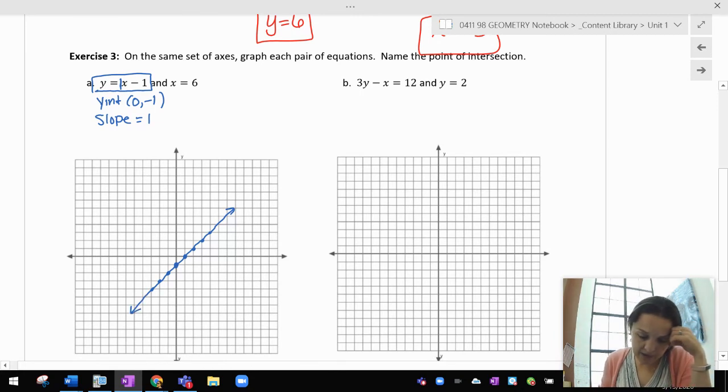And then I have the line x equals 6. So x equals 6, 1, 2, 3, 4, 5, 6 would be right here. And so if x equals 6, it's a vertical line. And I graphed it, and it looks like they cross right here. And if I wanted to name that point of intersection, that's 6, 1, 2, 3, 4, 5.